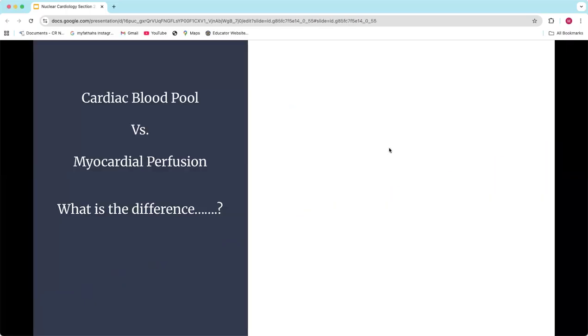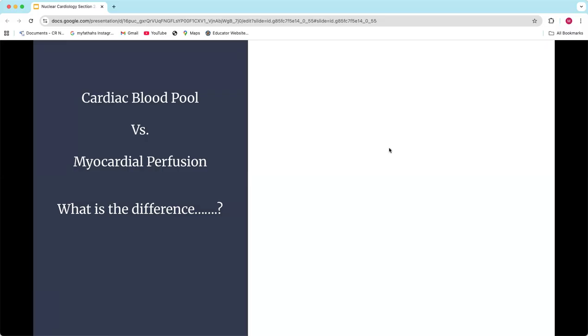So the first question I want to propose to you, to get talking about the difference of things that we've already learned: we talked about cardiac blood pool and the gated imaging that we do with that. So the question I have first is, what's the difference between cardiac blood pool and myocardial perfusion? Who wants to take a shot at that? What's different here? How are we imaging the heart differently?